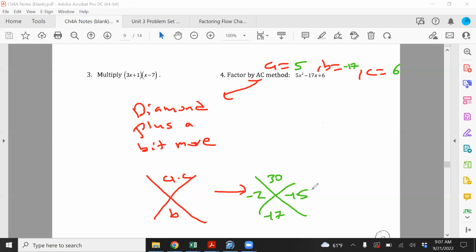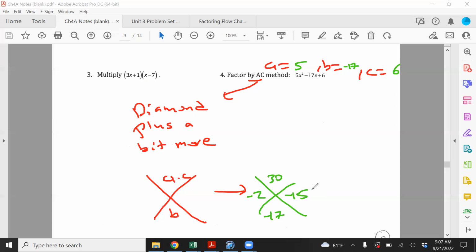Now, hopefully we're okay so far. We identified A, B, C. I multiplied A times C, which is 30. I put B down here. Hugo gave us 2 numbers that multiply to 30 and add to -17. So you have -2 and -15.